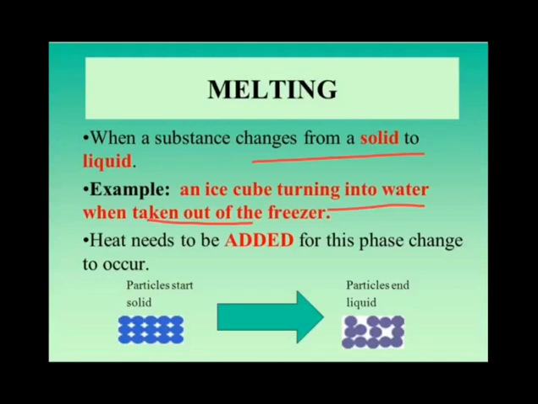Okay, so in this process the heat needs to be added for the change to occur, right? So melting is a process in which the substance changes from a solid state to a liquid state by increasing the temperature, or by adding the heat. So in this process the particles of solid turn into the particles of liquid. Okay, so this is the process of melting.